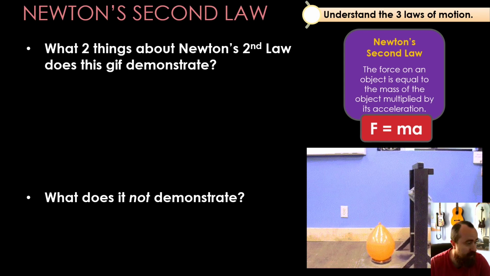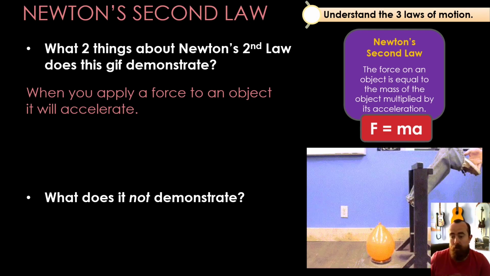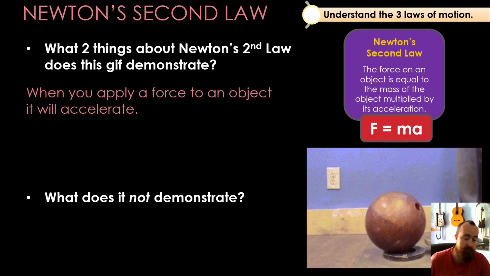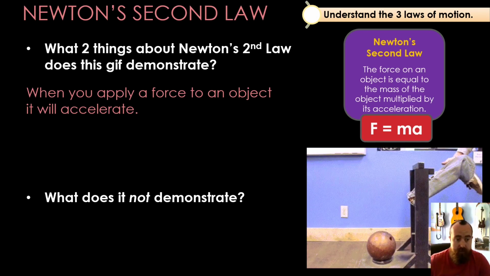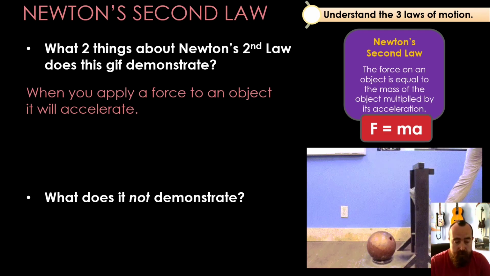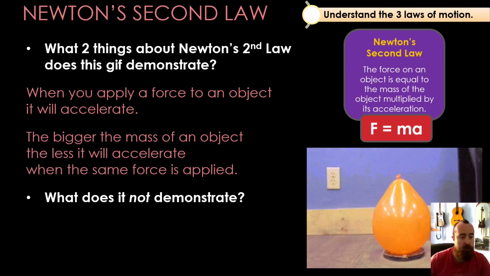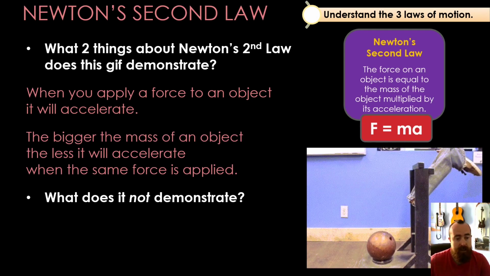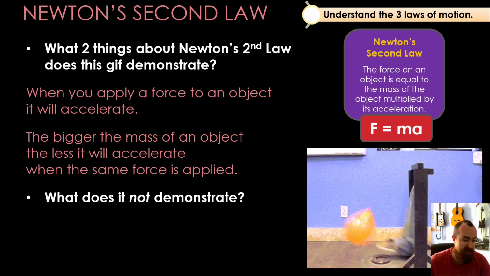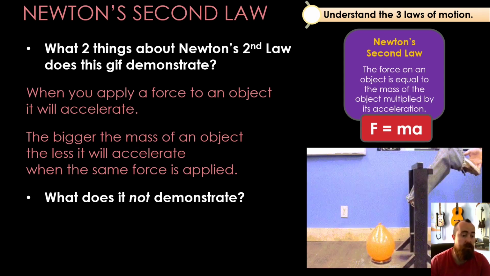The first thing that I think this GIF does demonstrate quite nicely is that if you apply a force to an object, it's going to accelerate. When the leg comes down and kicks the bowling ball, it moves, it accelerates, it starts to move because a force is being applied. And the balloon as well, when a force is applied, will also accelerate. It also shows us quite nicely that the bigger the mass of the object, the less it will accelerate when the same force is applied. So the bowling ball doesn't accelerate very much. The balloon accelerates quite a lot. So those two things are shown quite neatly.